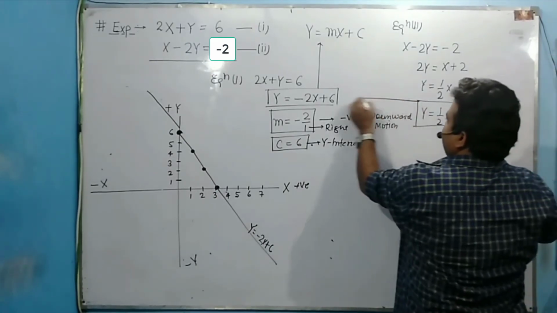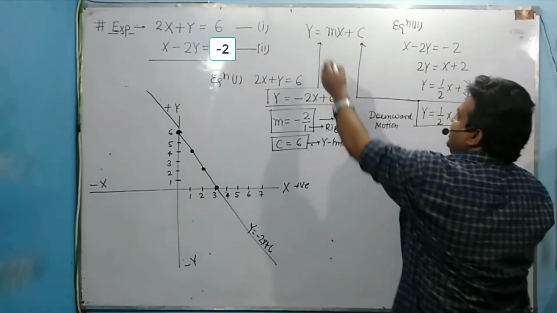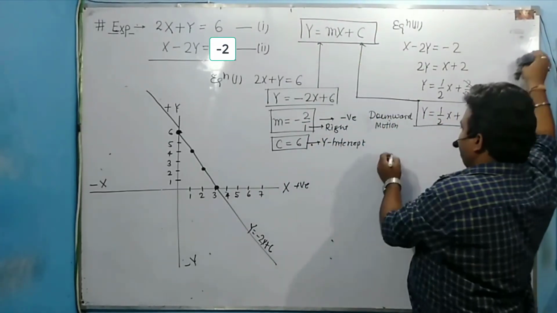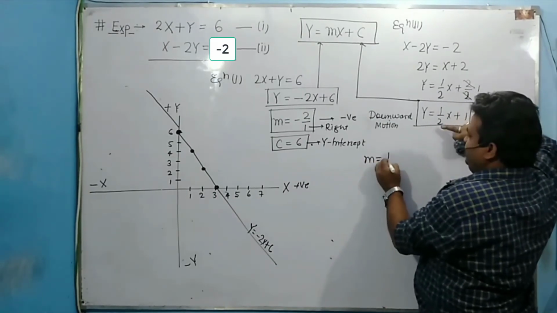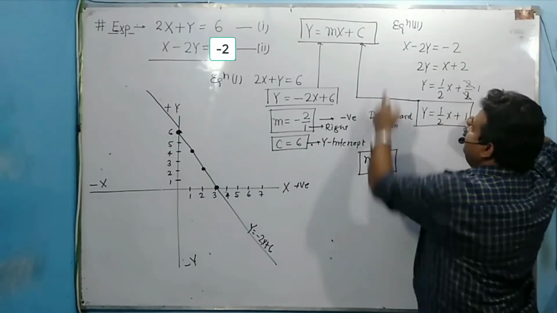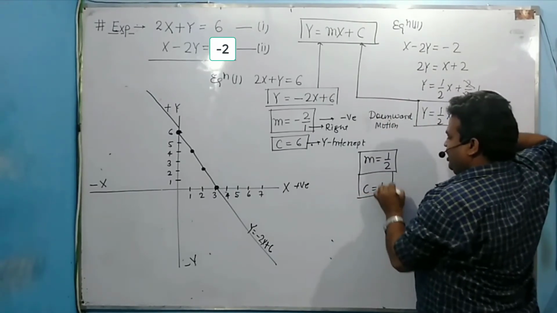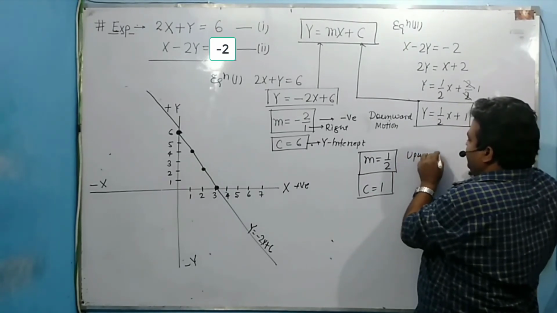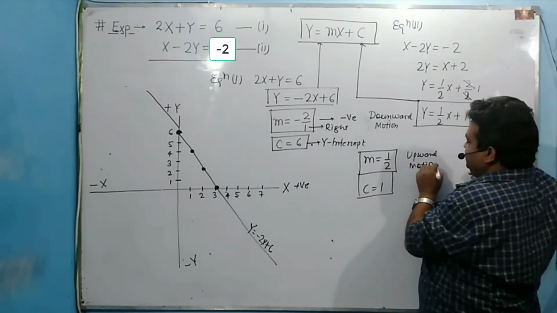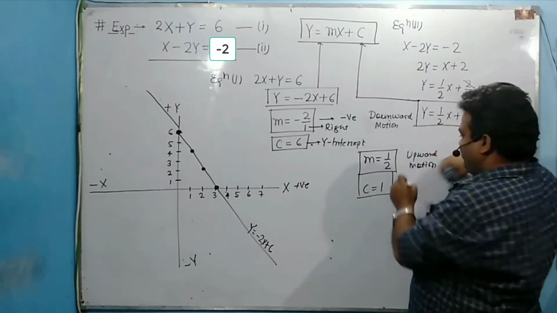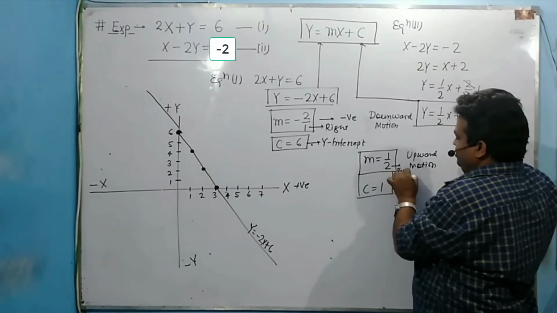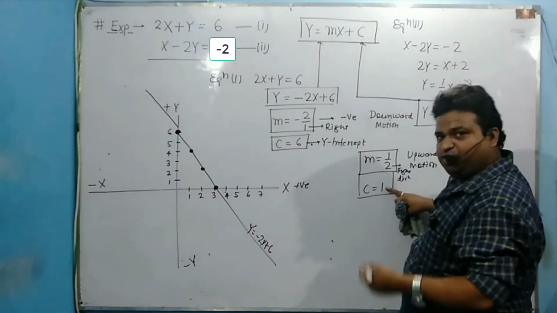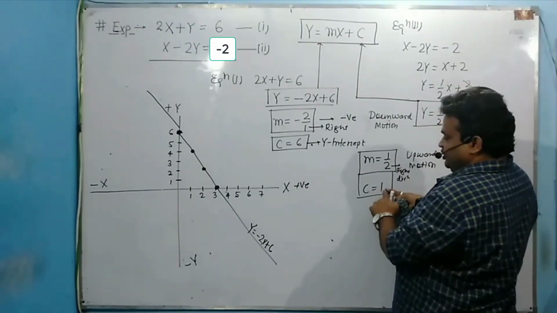Compare this equation with the standard equation y equal to mx plus c. From here I get to know that my m value is 1 by 2, which is positive, and my c value is 1. Since m is positive, it means upward motion: 1 step upward, 2 steps rightward. This is the right direction. And c is your basic point from where you start drawing the line. So this is c equal to positive 1.